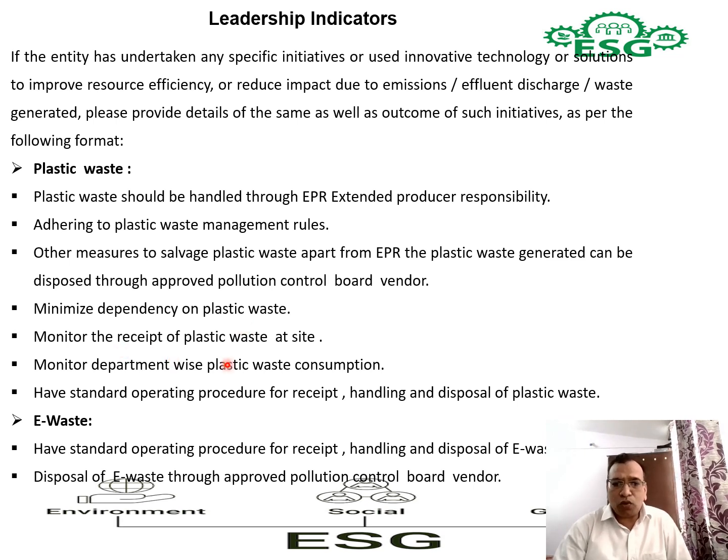Then monitor the receipt of plastic waste at site. This is very important, as you have to have an action plan, an environment management plan. First of all, you have to know how much plastic waste has been received in the current year or financial year. Once you know how much is received, you will come to know the inventory and how you are going to salvage it step by step. Then monitor department-wise plastic waste management. Once you know how much is received, you can bifurcate it by the various departments consuming the plastic, and accordingly see how you can minimize the dependency department-wise.